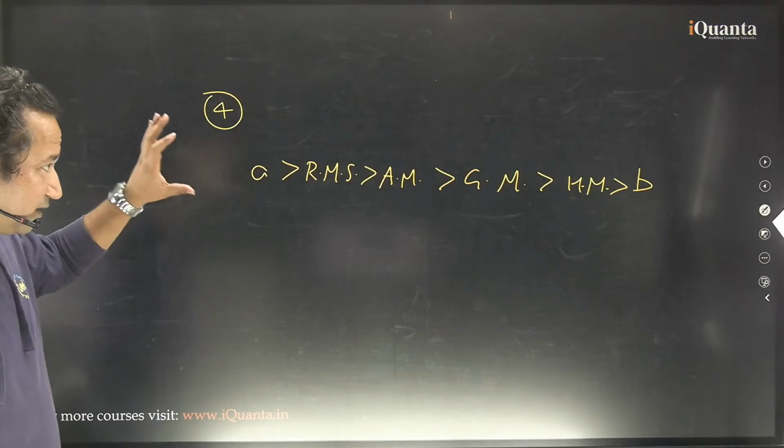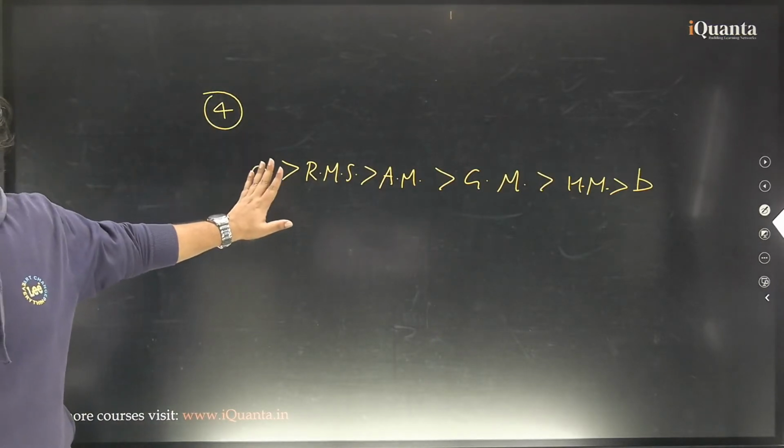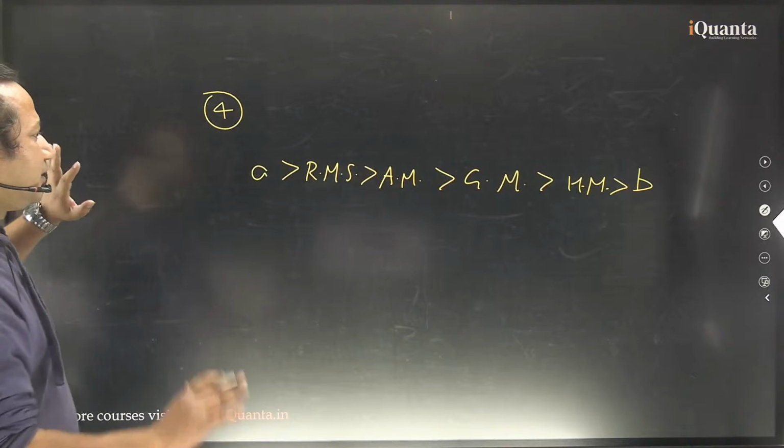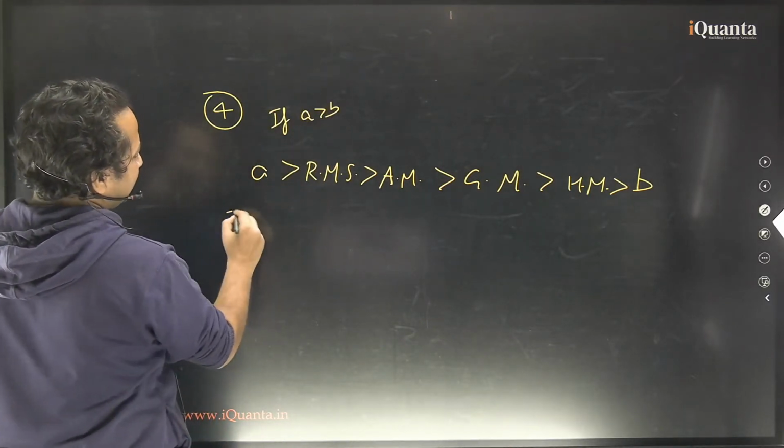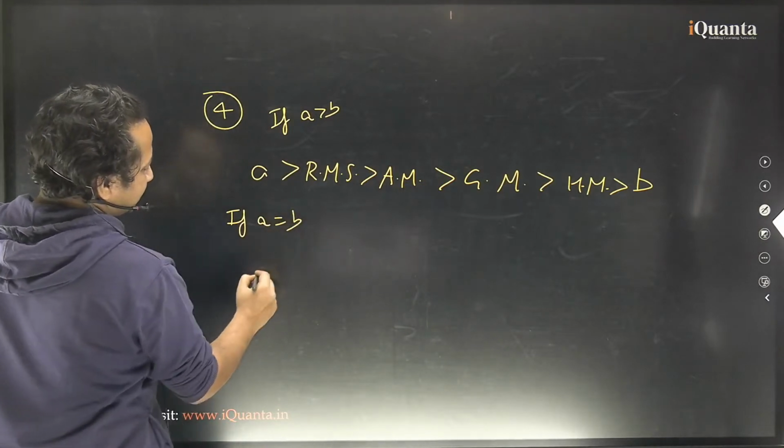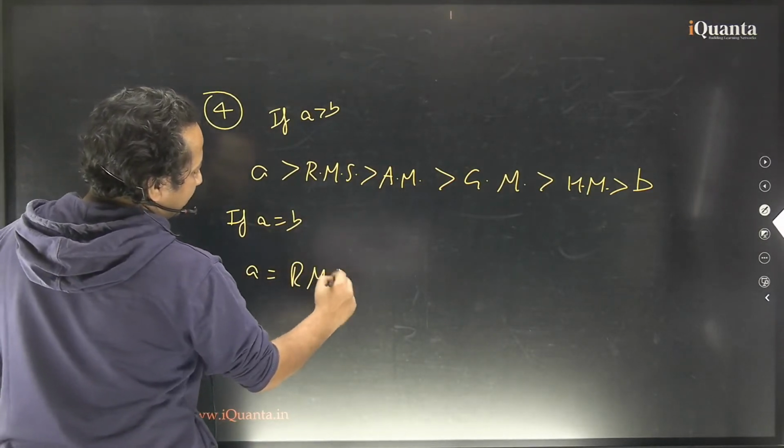Now, it looks simple, but this is going to be very, very, very much helpful. And this happens if A is greater than B, but if A is equal to B, then all these things are equal. Now what is RMS? That is something I need to tell you.